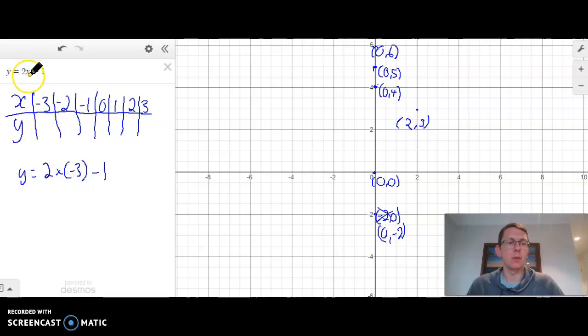So this reads 2 times x minus 1. We're going to substitute x for -3. 2 times -3 gives us a value of -6, minus 1. That will give us a value of -7.